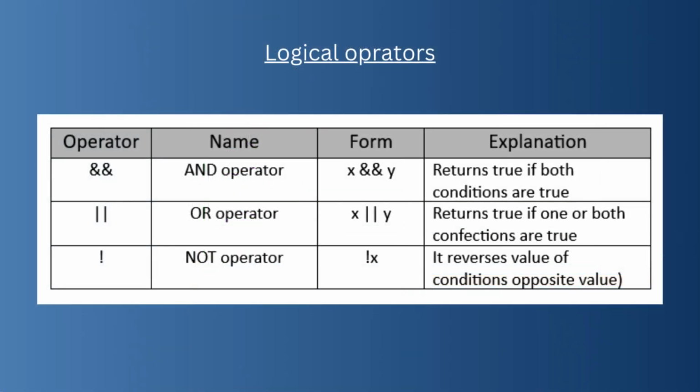Let's move now on to logical operators. In this table, you can see logical operators. AND and OR logical operators are used to combine conditions and to produce a Boolean value true or false. And the NOT operator is used to reverse a Boolean value. The AND operator will return true only if both conditions are true, and the OR operator will return true if any of the two conditions are true or both of them are true.